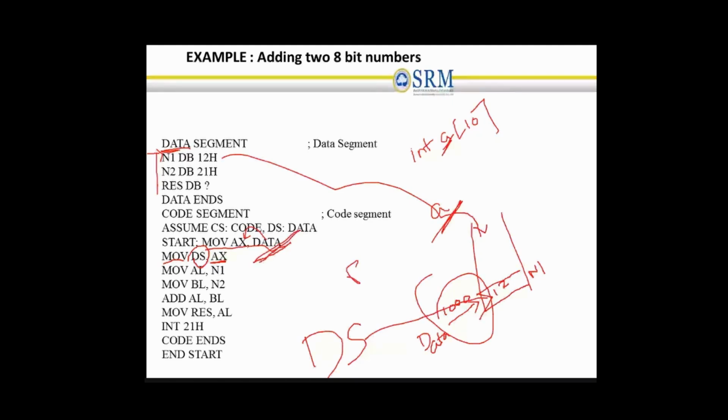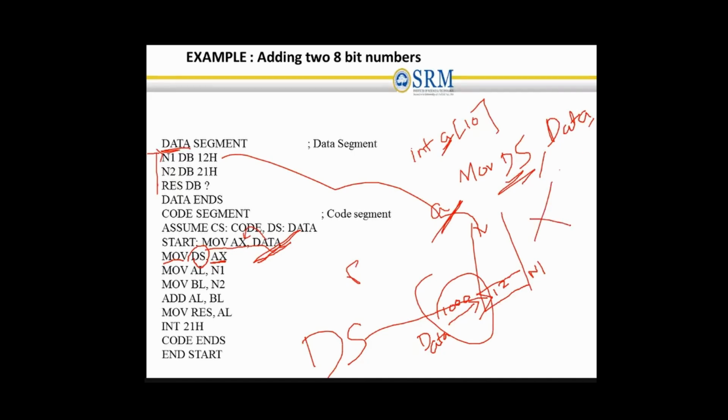For this, I am writing two statements. You may have a doubt. Why, madam, why are you giving two statements? Instead, directly I can give move DS comma data. Why don't we give it like this, ma'am? Directly move the address to the data segment register. Why are you giving it in two steps? Because this format is wrong.